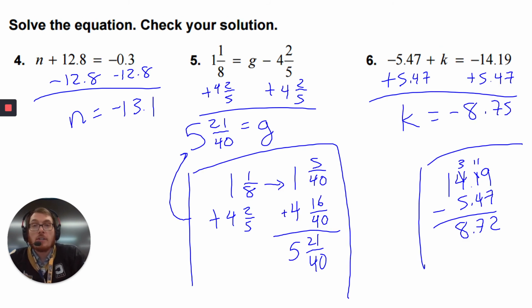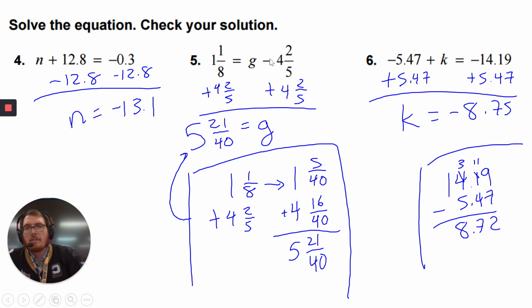You're also going to have some questions that deal with decimals and fractions. Remember, if something starts as a decimal, work on it as a decimal. If it starts as a fraction, work on it as a fraction. The steps are all the same, though. So it's n plus 12.8. I need to get rid of the plus 12.8, so I subtract 12.8 from both sides. The nice thing about vertical work here is the decimal places might line up if you get it set up correctly. You should add these two together, and you get negative 13.1.